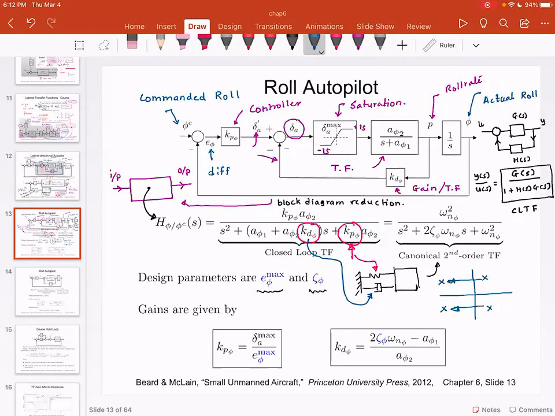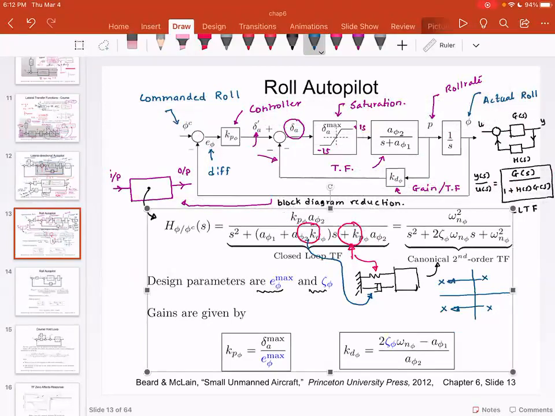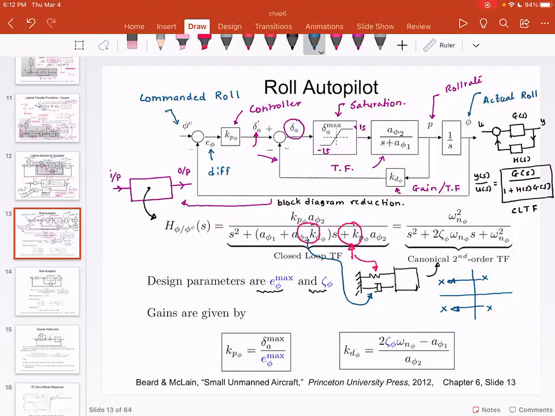Now, we talked about the specifications in the frequency domain. So we talked about bandwidth, we talked about response. So this KP phi and KD phi are related to these design parameters given by these two solutions. What that tells me is I can change how the roll should dampen out. So I should be able to change how far the roll can go up and how soon the roll can dampen out. And that is the simple design process of the roll autopilot.